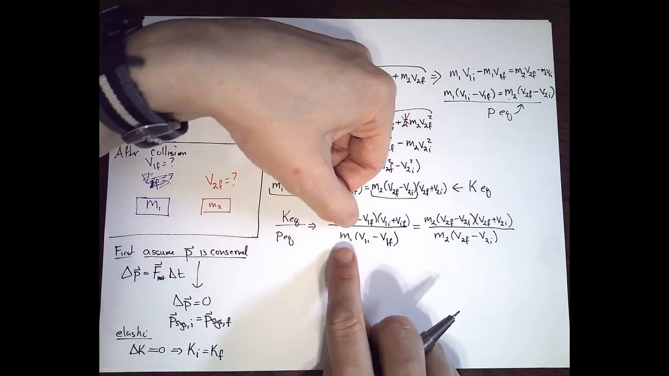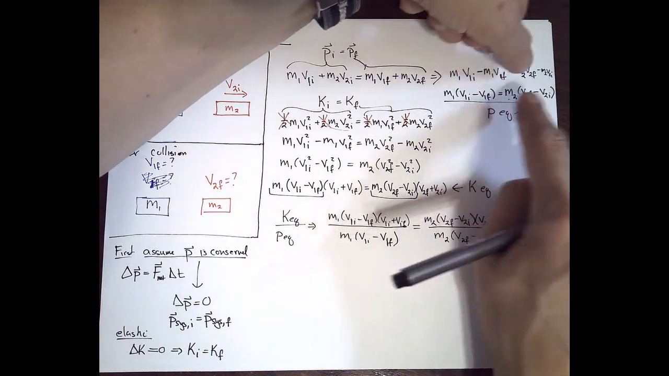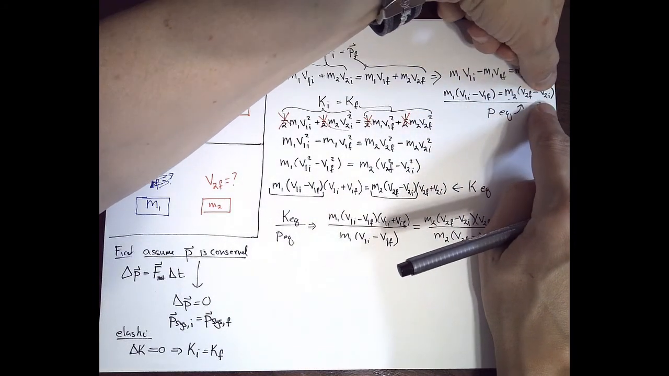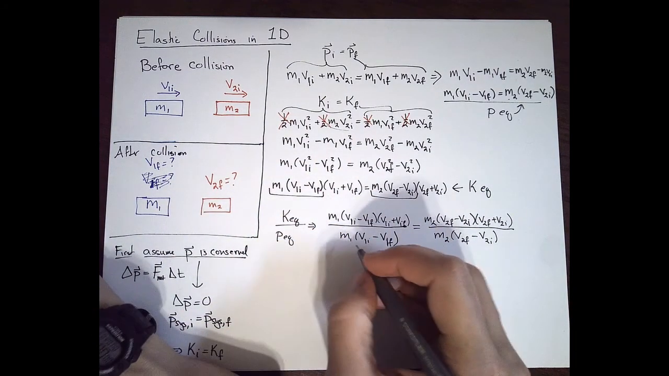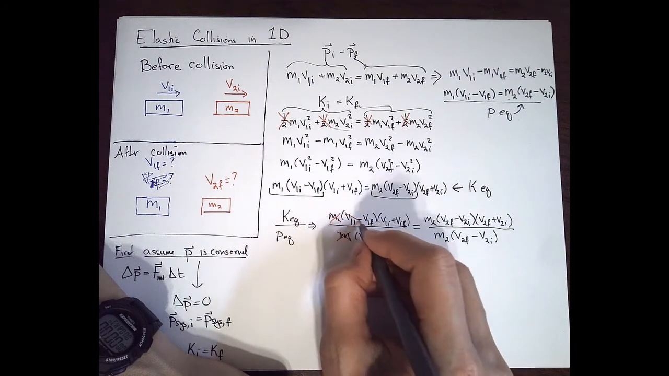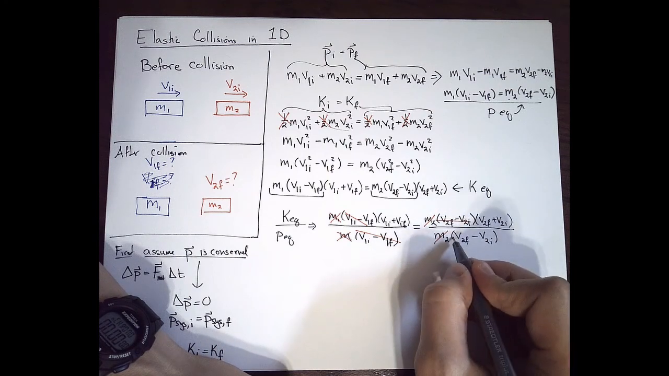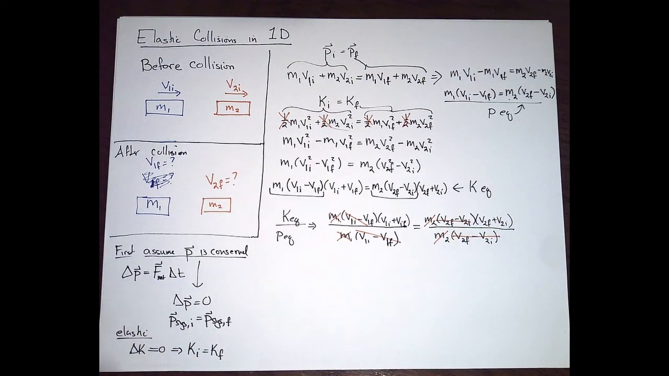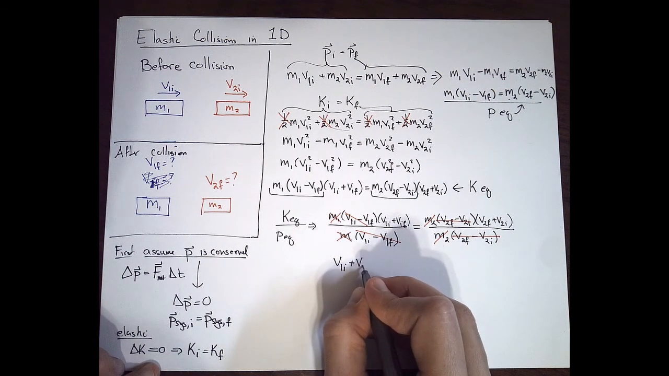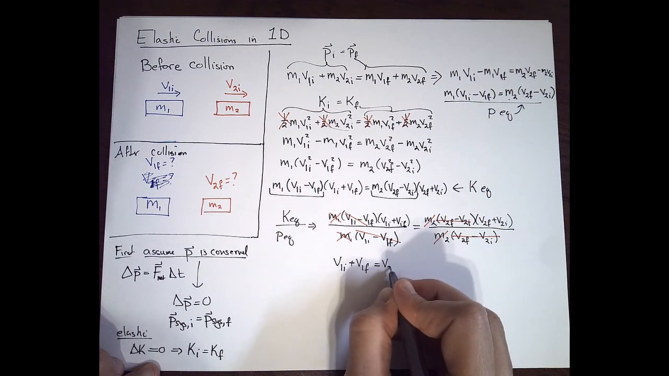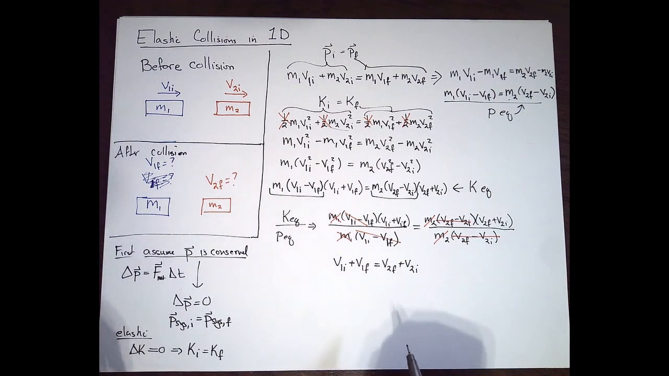because I know that this M1 times the quantity V1 initial minus V1 final is equal to M2 times the quantity V2 final minus V2 initial, right there. And then I can cancel all kinds of stuff. My M1s cancel here. This quantity cancels with that quantity. Over here, my M2 cancels, and then that quantity cancels with that quantity. And I am left with this. Which maybe doesn't seem like an improvement to you.